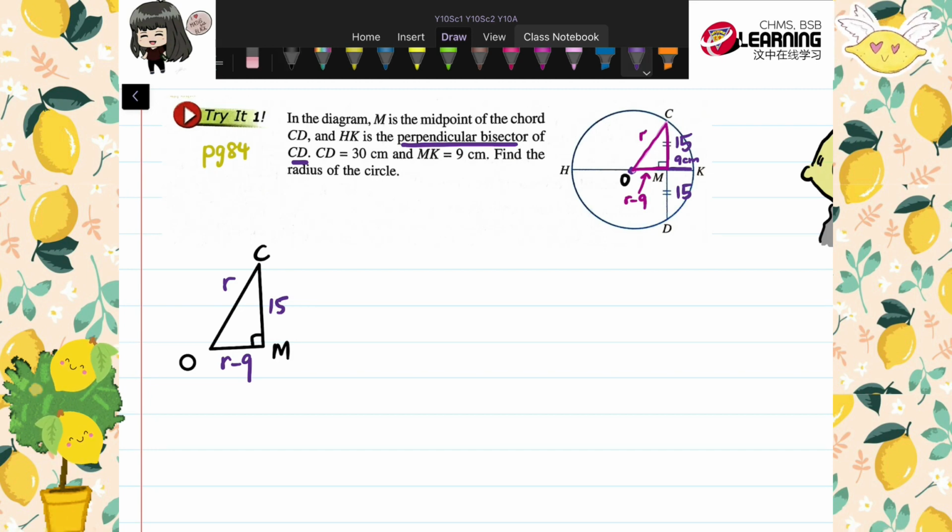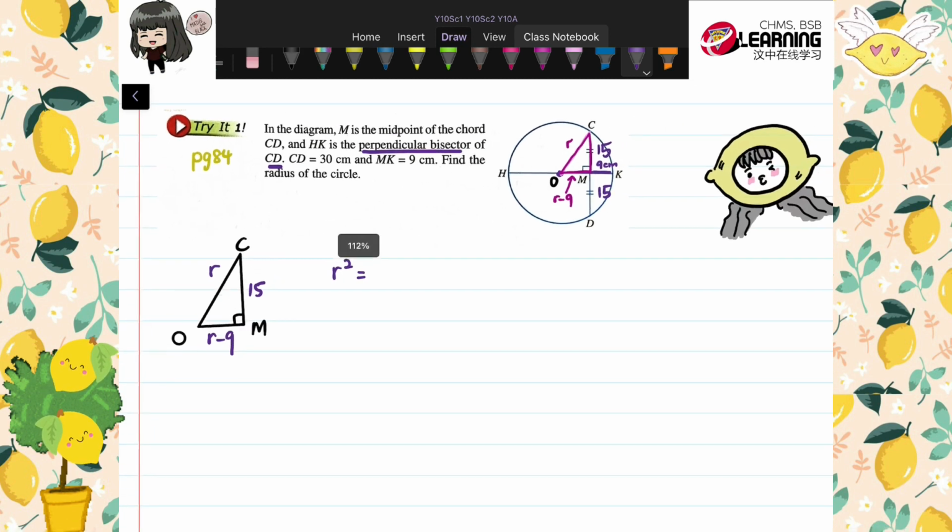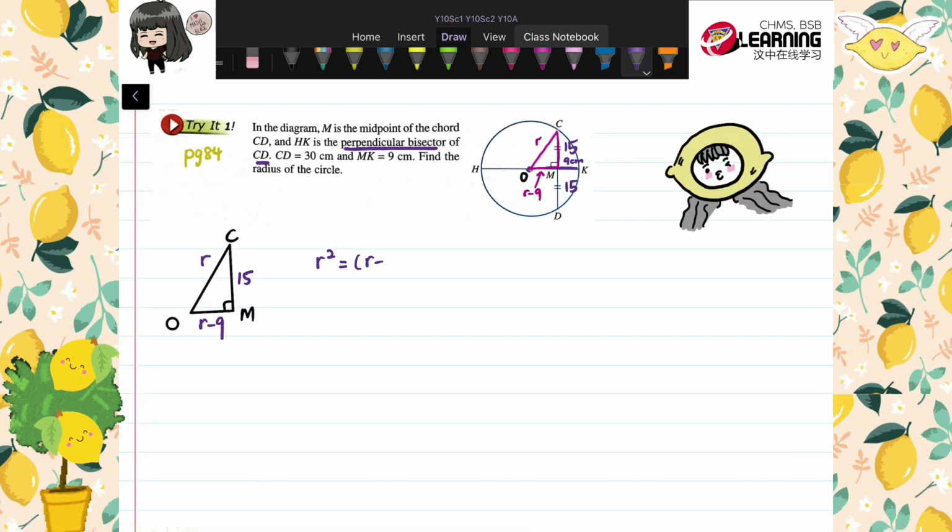So Pythagoras' theorem is: r squared equals (r minus 9) squared plus 15 squared. This is your C, this is your A, this is your B. A squared plus B squared equals C squared. This is how it works. So we expand this one, (r minus 9), and 15 squared is 225.